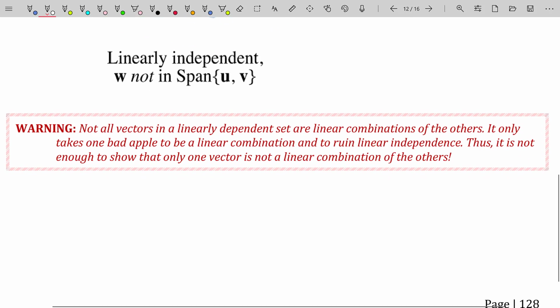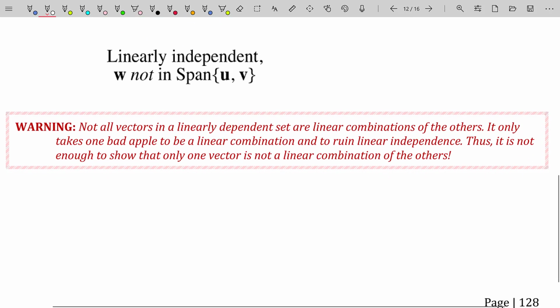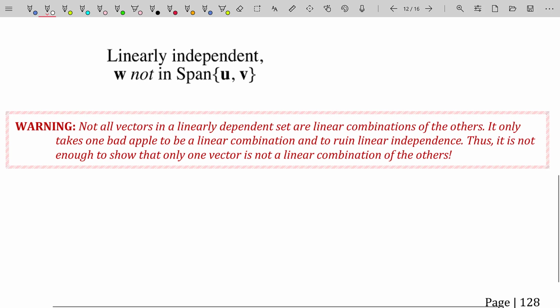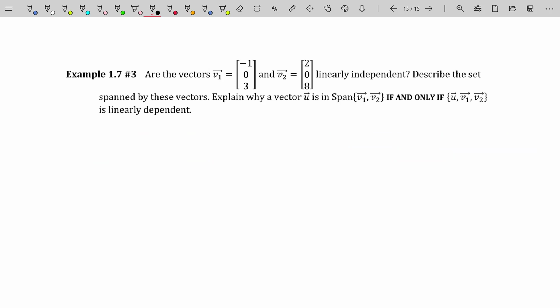Thus, it is not enough to show that only one vector is not a linear combination of the others to say, oh, this is linearly independent. No, if you're trying to show linear independence that way, it's exhaustive. In other words, you have to go through and do it for every single vector in the set. It's just terrible. So let's try to use this theory here.